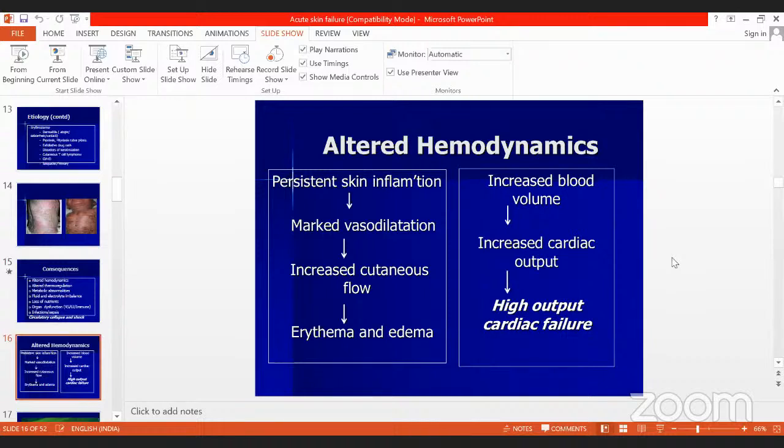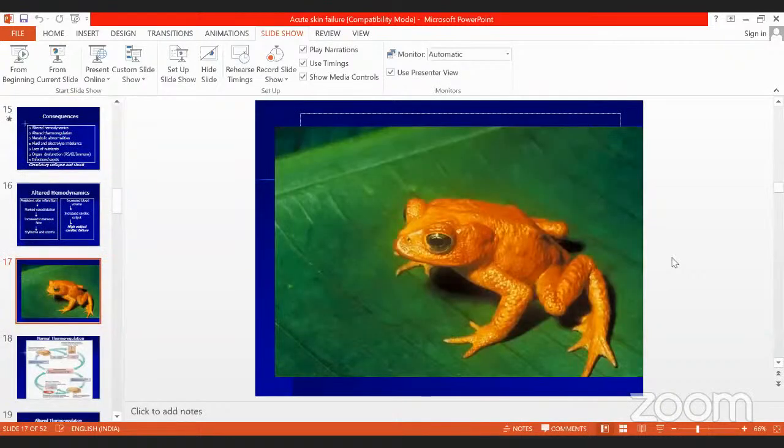So what happens in altered hemodynamics? Because of the persistent skin inflammation, there is marked vasodilation, increased cutaneous flow with erythema and edema. So this results in an increased cardiac output, and therefore the patient ends up with what is called high output cardiac failure. This is especially true in those patients who have erythroderma. So the patient will have a bounding pulse, because there's so much vasodilatation that there is increased flow. So the heart is pumping more and more blood to maintain the circulation. That results in a high output cardiac failure.